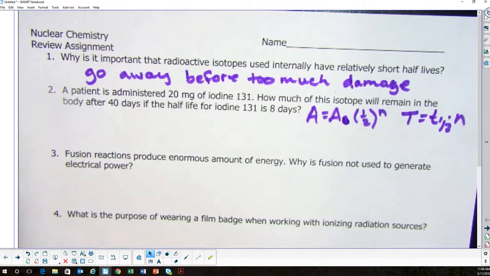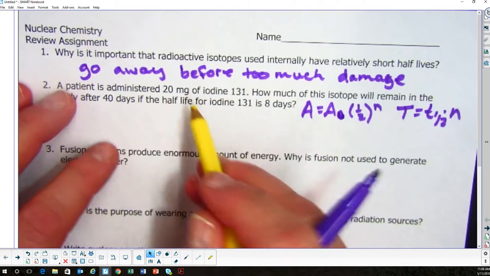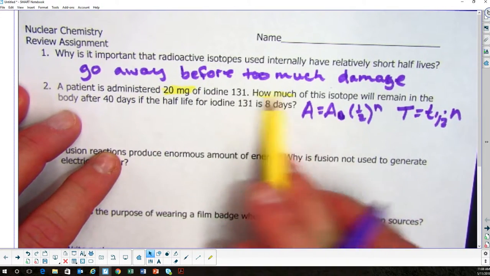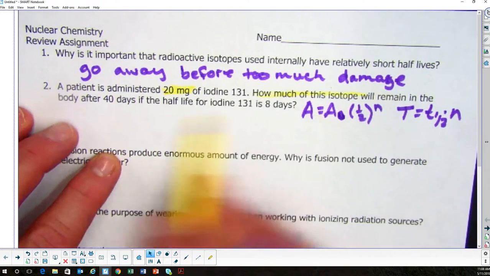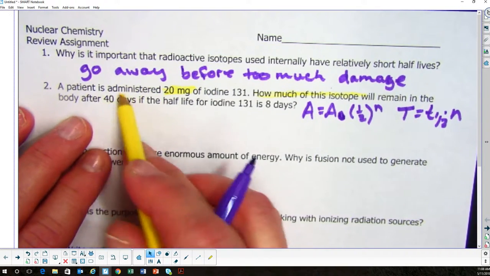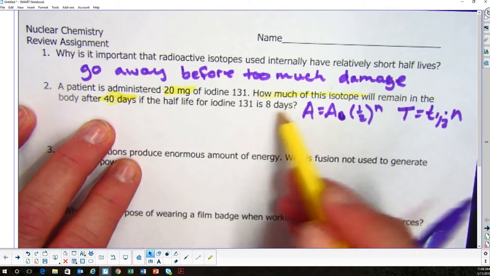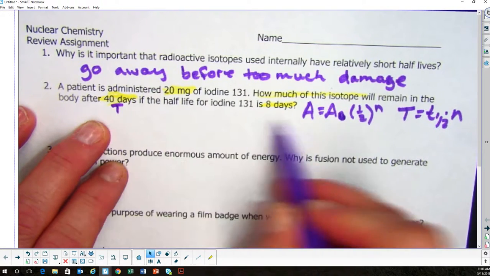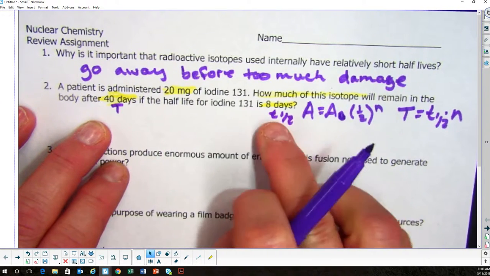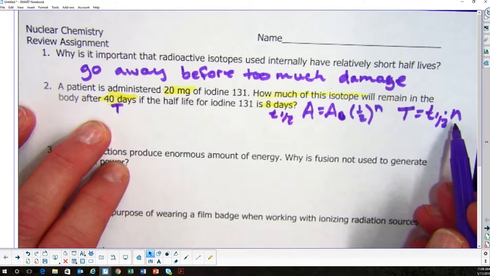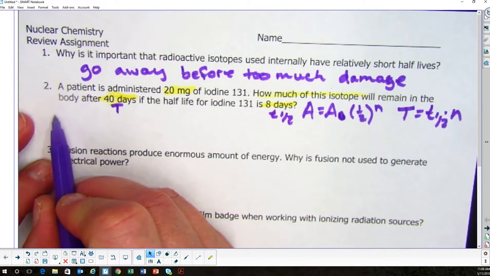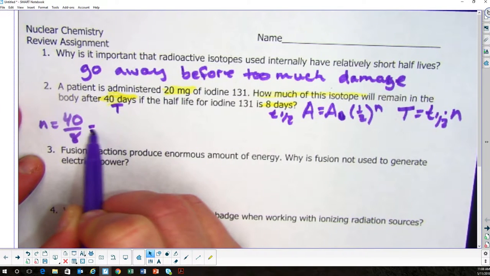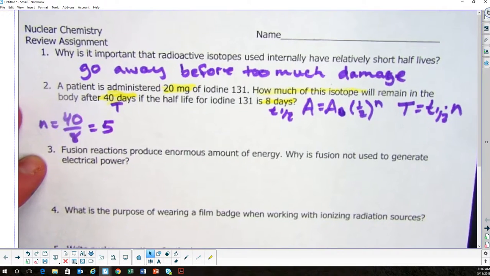Okay, so let's look at what we have. In this problem, we have administered 20 milligrams of iodine. How much of the iodine is left after 40 days? And the half-life is 80 days. So this is total time here. This is T1/2. So using just those two, I can find N. That's what I'm going to do first. To find N, I'm going to take total time, which is 40, divided by 8. That will give me 5. Everybody okay with that? Yep.